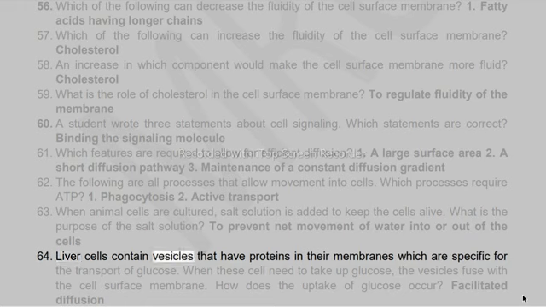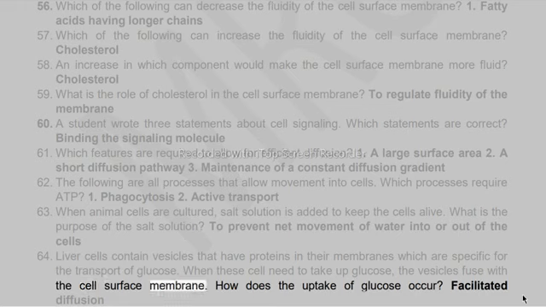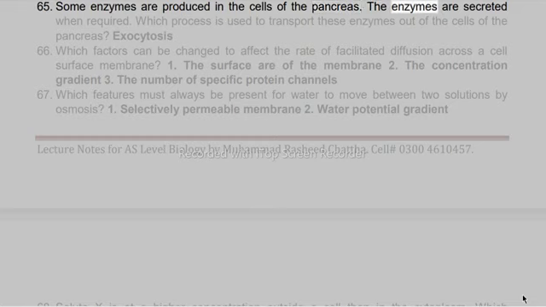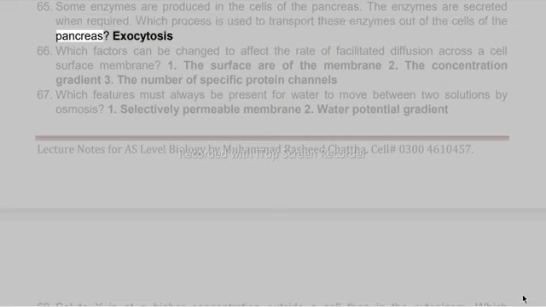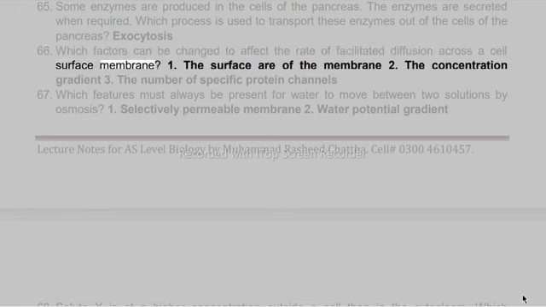64. Liver cells contain vesicles that have proteins in their membranes which are specific for the transport of glucose. When these cells need to take up glucose, the vesicles fuse with the cell surface membrane. How does the uptake of glucose occur? Facilitated diffusion. 65. Some enzymes are produced in the cells of the pancreas. The enzymes are secreted when required. Which process is used to transport these enzymes out of the cells of the pancreas? Exocytosis.